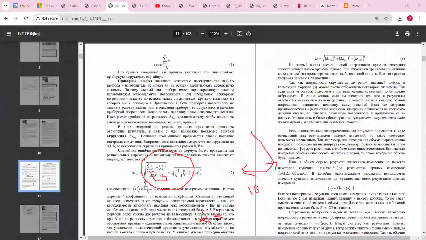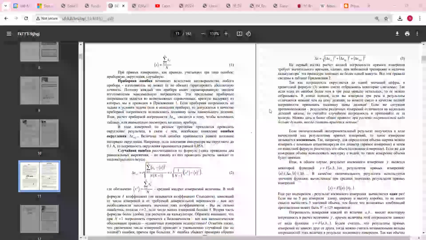So definitely, qualitatively, it's getting much smaller. So that's how random error relates to the way you are measuring these things.